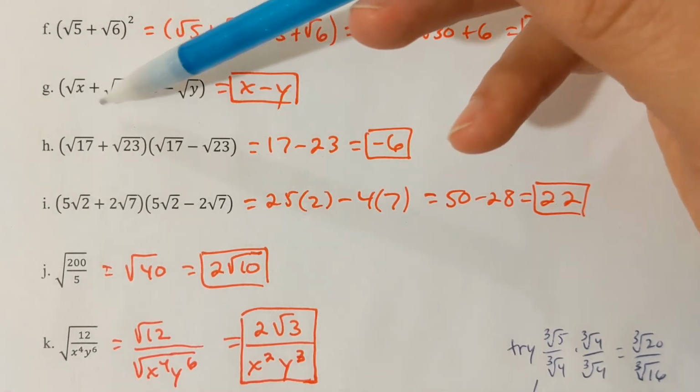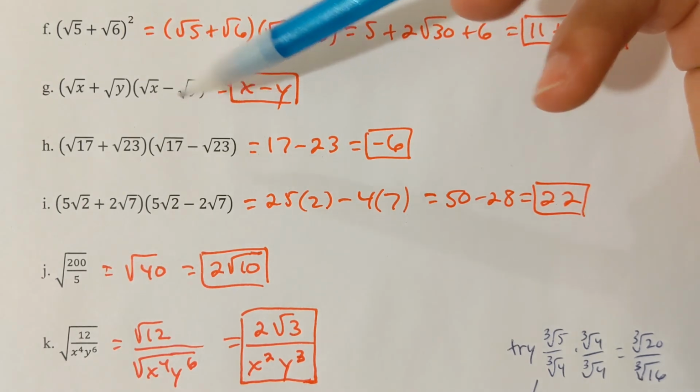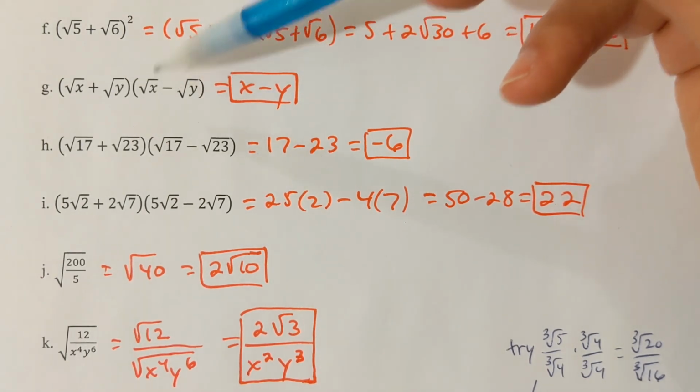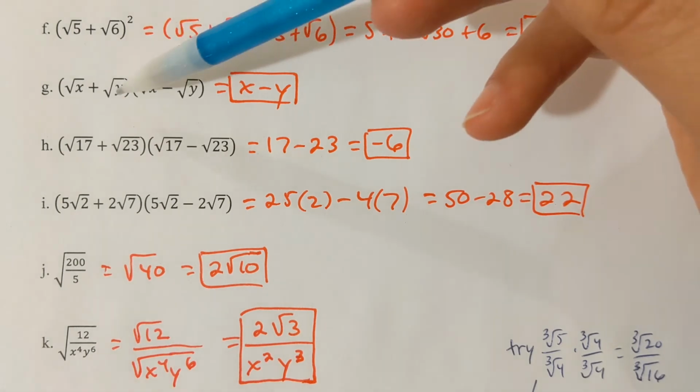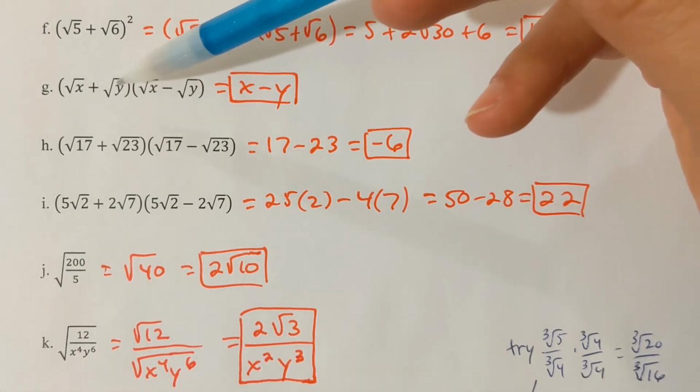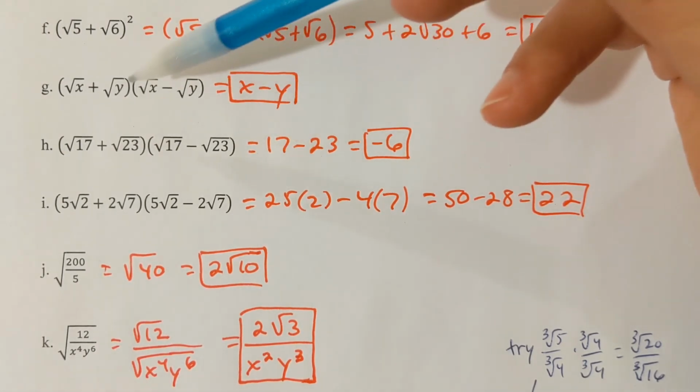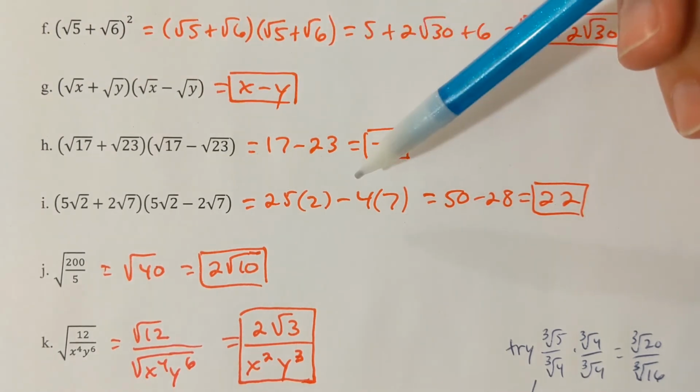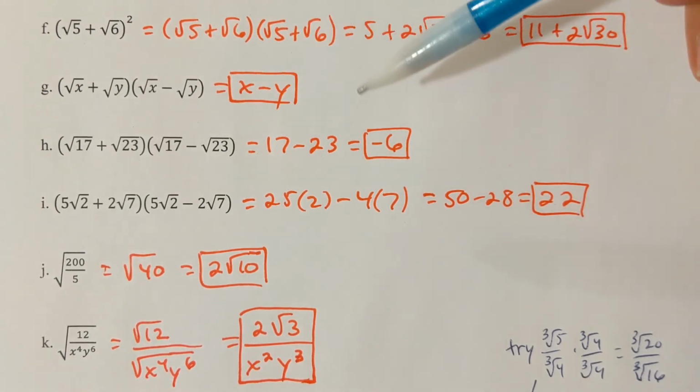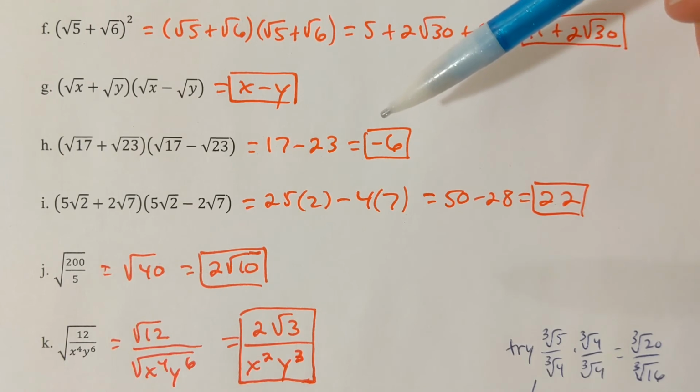In the middle, I'm going to have negative the square root of xy plus the square root of xy, that'd be 0 in the middle. So go right to the last term. Positive times negative is negative, right? The square root of y times the square root of y is y. So I just get x minus y then as my answer there.